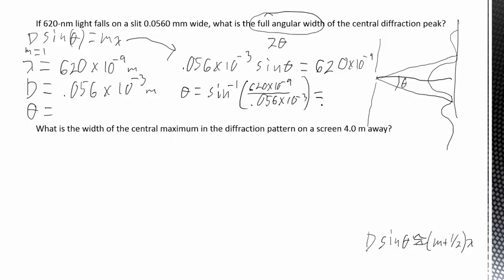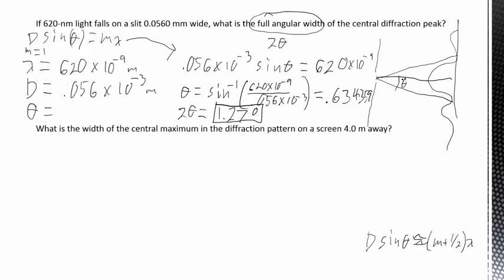Throw that in your calculator and you get 0.634359. And again, we don't want just theta, we want the total width of our central bright spot. So we're going to multiply this by 2, so 2 theta is going to round to 1.27. And this is going to be in degrees, as long as you have your calculator in degree mode. So that is the angular width.